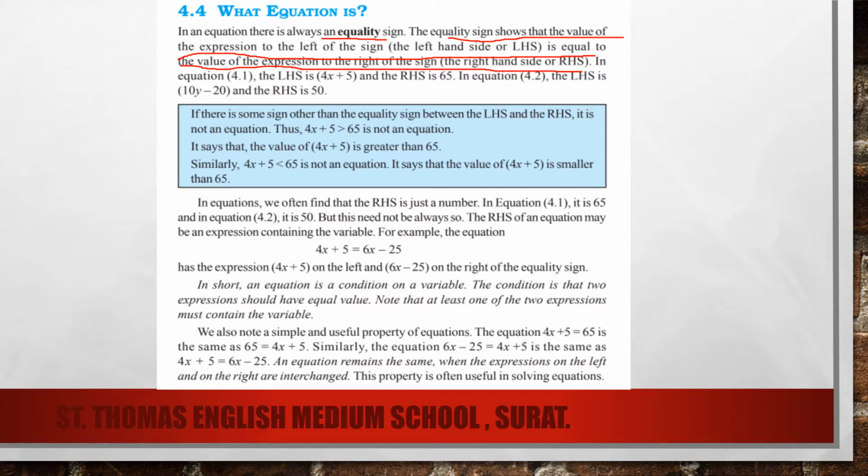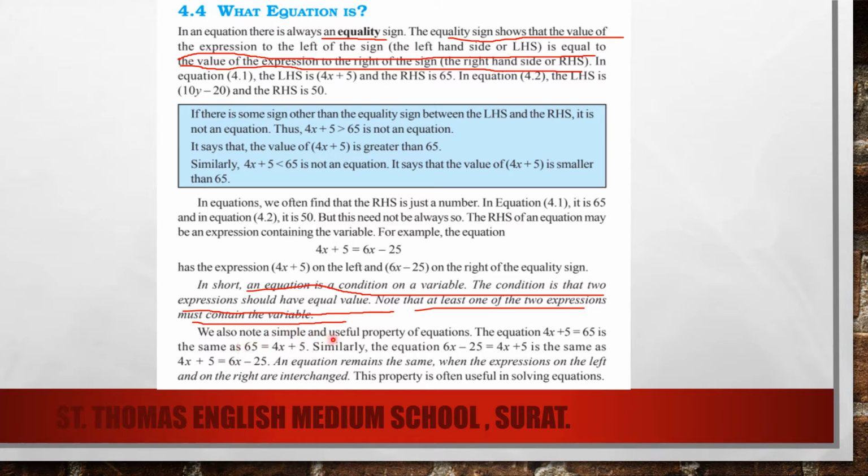In short, just underline here. An equation is a condition on a variable. The condition is that two expressions should have equal value. Note that at least one of the two expressions must contain the variable. If we want to say it is an equation, either LHS or RHS must contain a variable. So in this case, both RHS and LHS contain the variable, that is x. But here 4x plus 5 is 65. Here LHS contains the variable but RHS does not contain any variable. So at least one of the two, at least meaning minimum, okay? Minimum one of the two expressions must contain the variable.